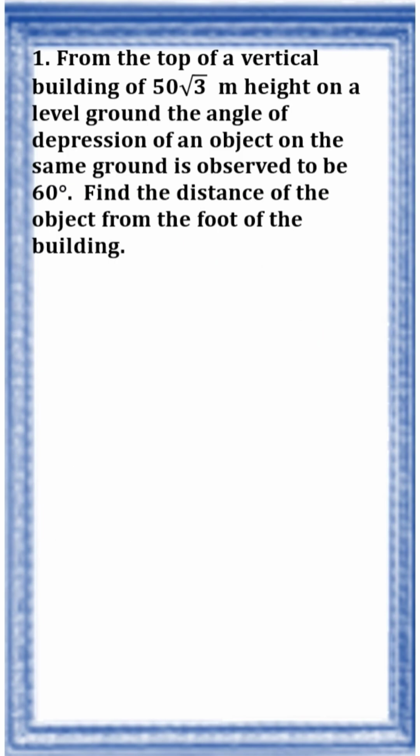From the top of a vertical building of 50√3 meter height on a level ground, the angle of depression of an object on the same ground is observed to be 60 degrees. Find the distance of the object from the foot of the building. Now what have they given? A level ground.